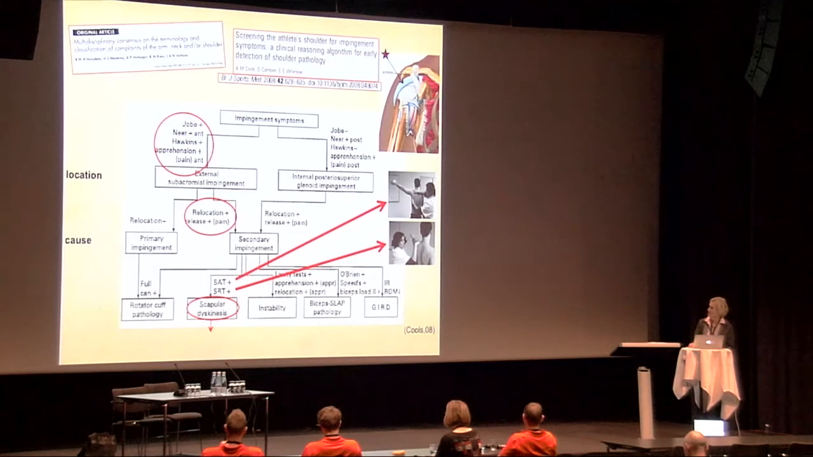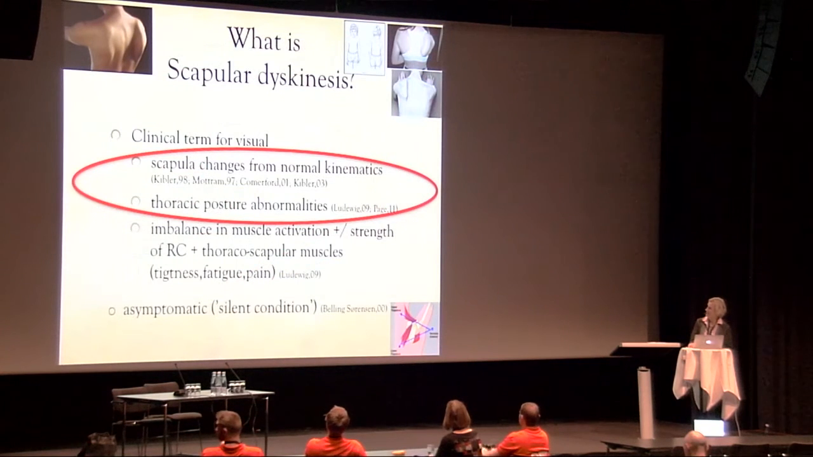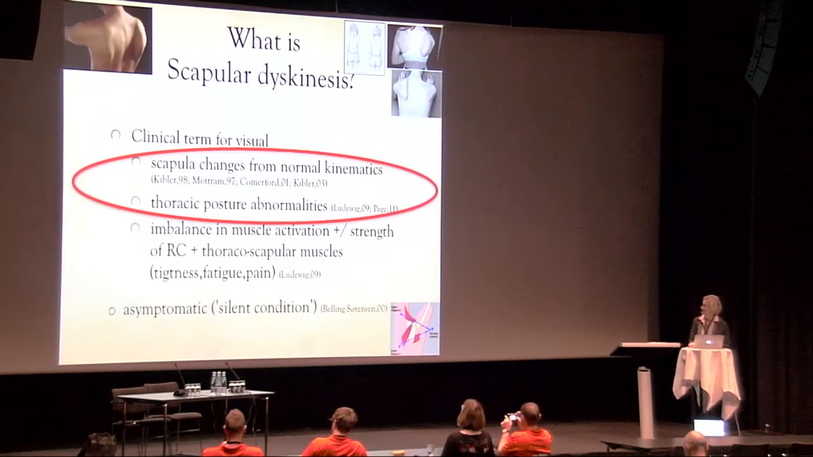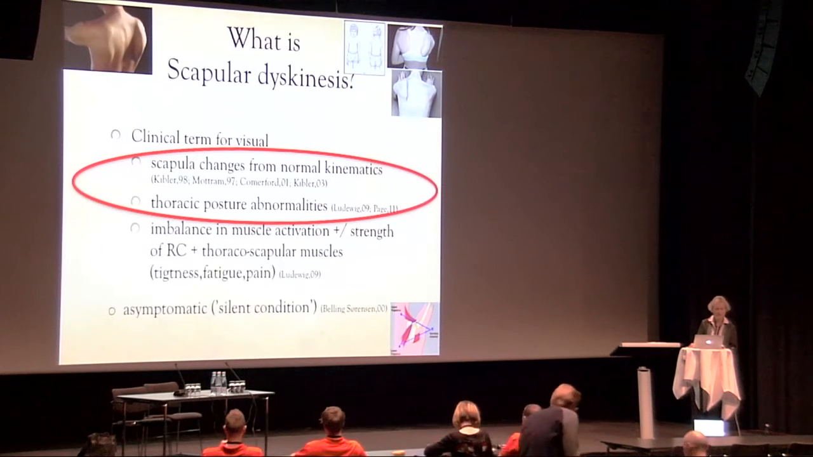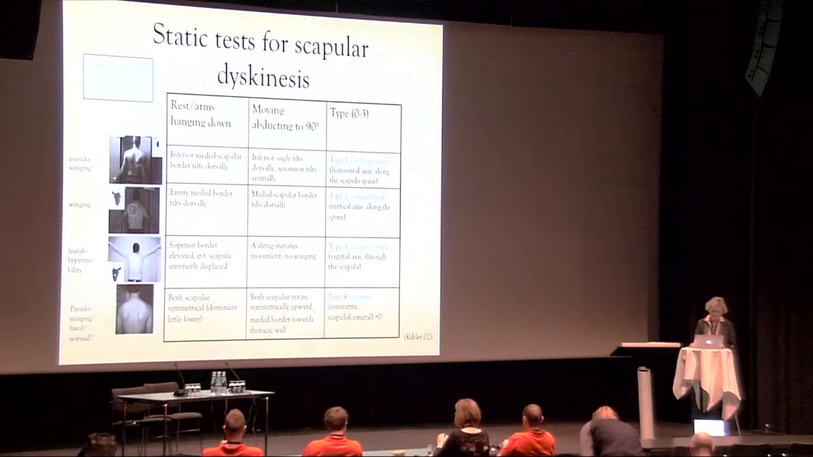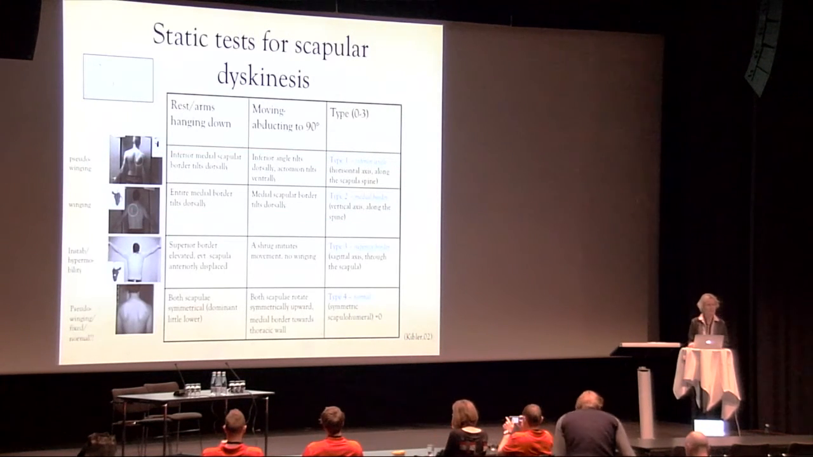We will look more into the scapular dyskinesis condition and look at what it is and what the characteristics are. First, we will define what scapular dyskinesis is, as it is defined in the literature. It is a clinical term for visual scapular changes from the normal kinematics, also sometimes with some thoracic posture abnormalities. When looking for kinematic changes or abnormalities, we can use static or semi-static tests for characterizing whether a patient has scapular dyskinesis or not.